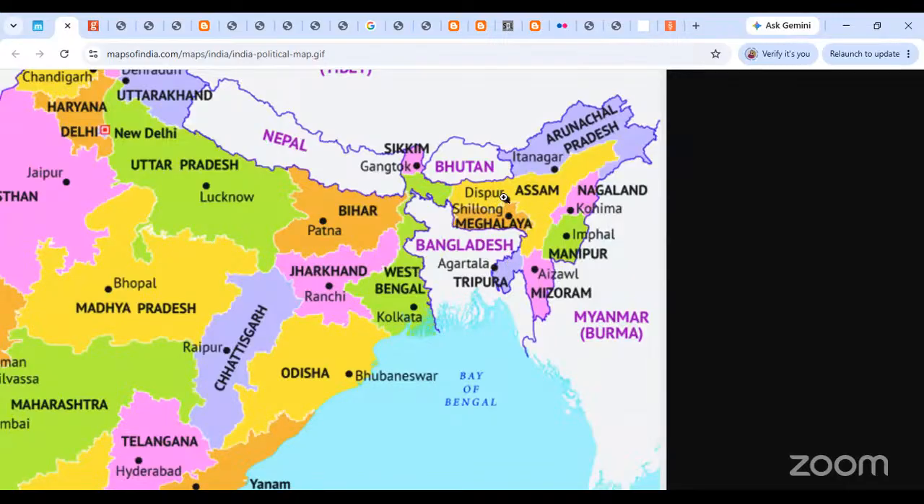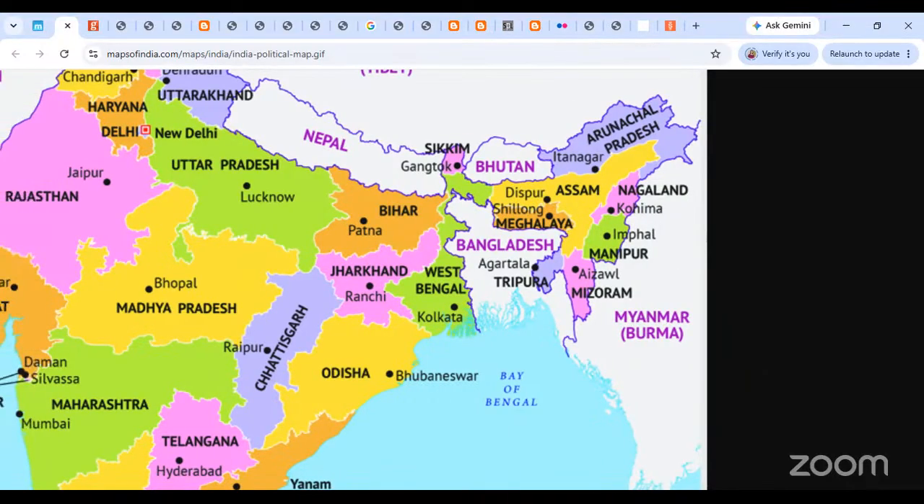Now look at Assam. Assam shares its border with Bangladesh in two ways. One is this part, which is divided by Meghalaya like this. The northern part will share its border with Bangladesh over here, and the southern part will share its border over here. This is where Assam will share its border. And then, of course, you have West Bengal. West Bengal has the largest border with Bangladesh, the longest border over here.